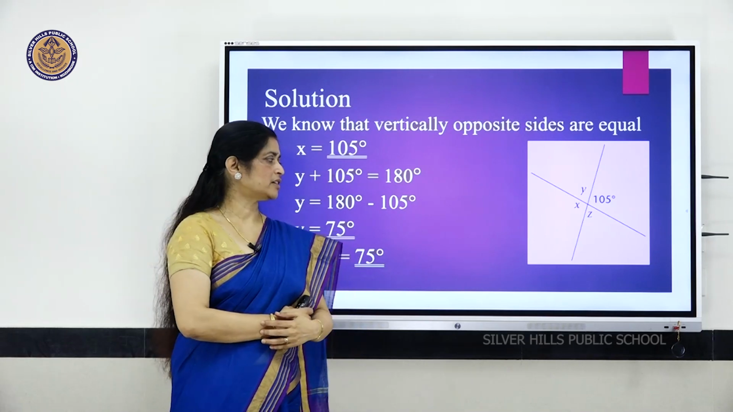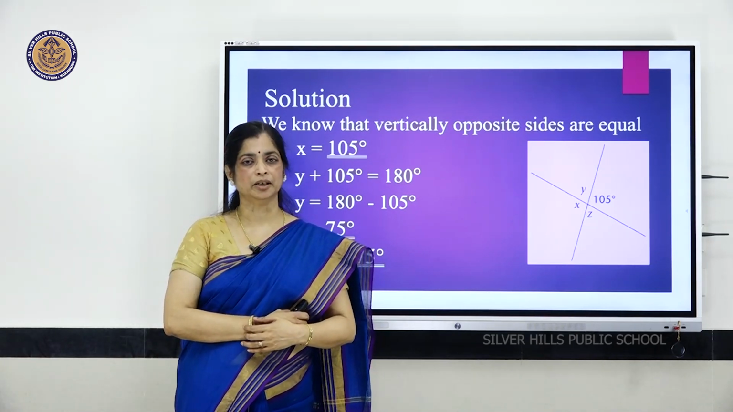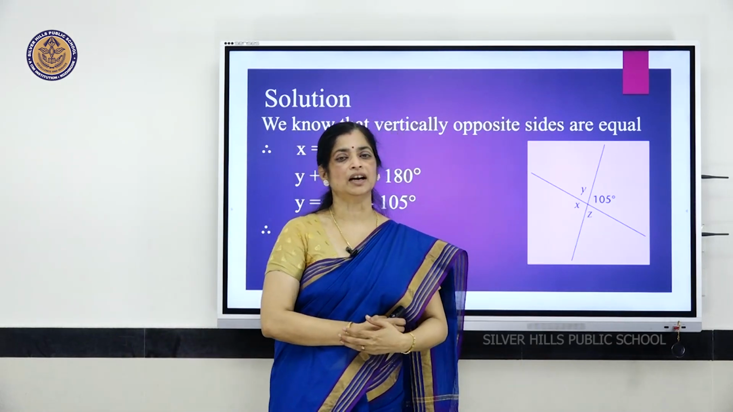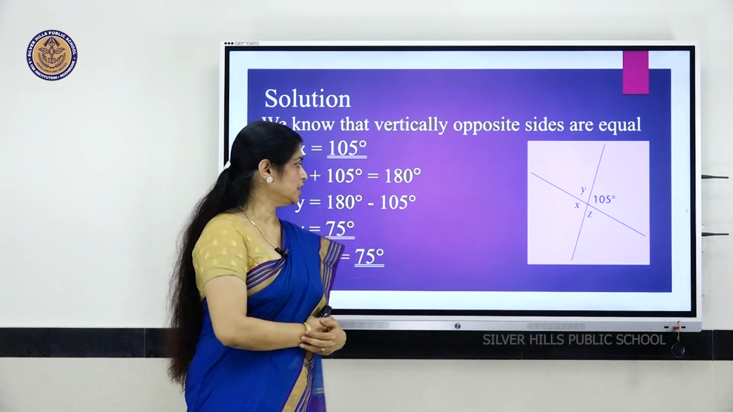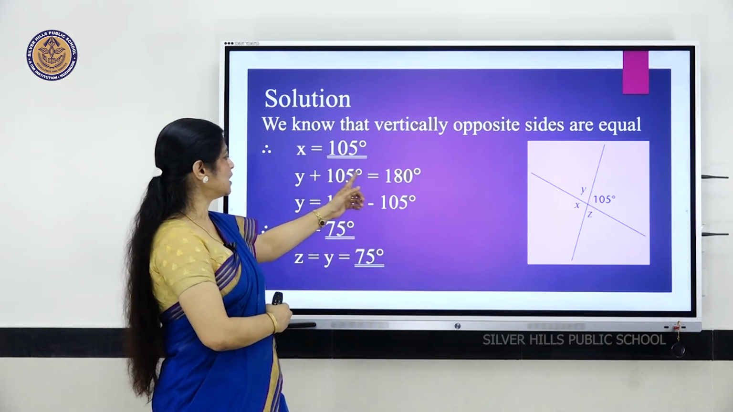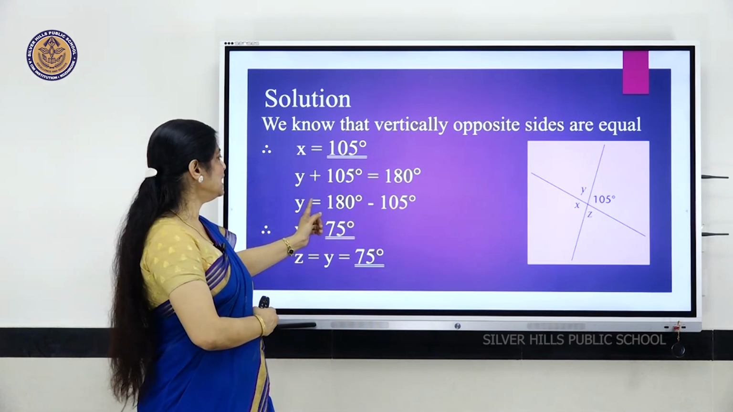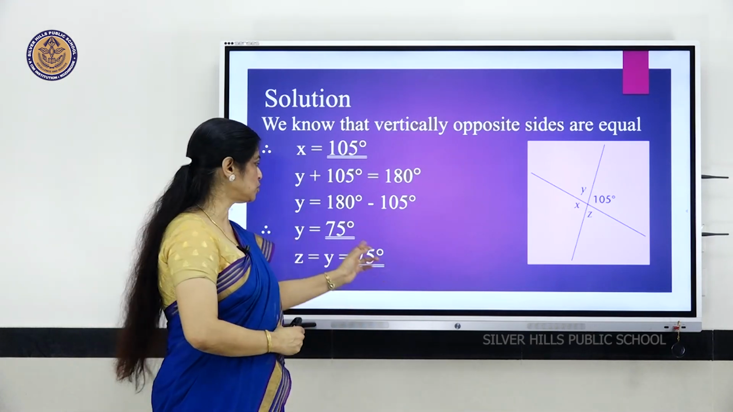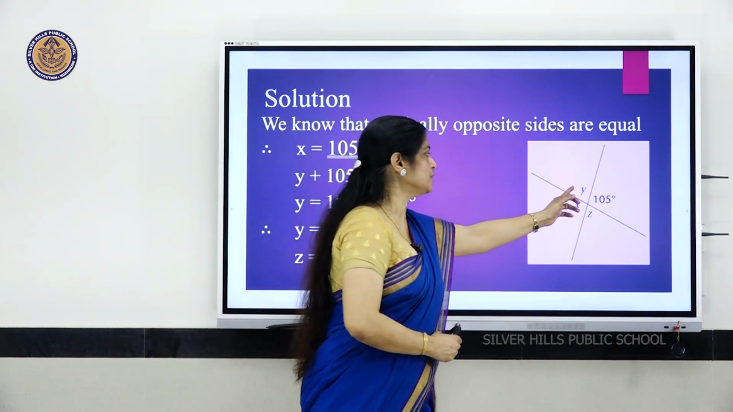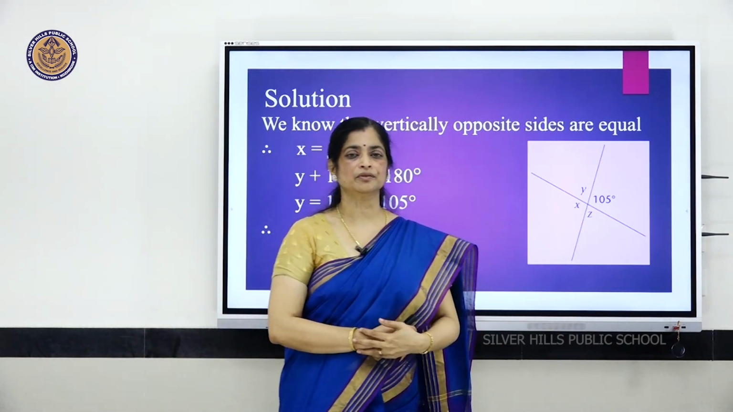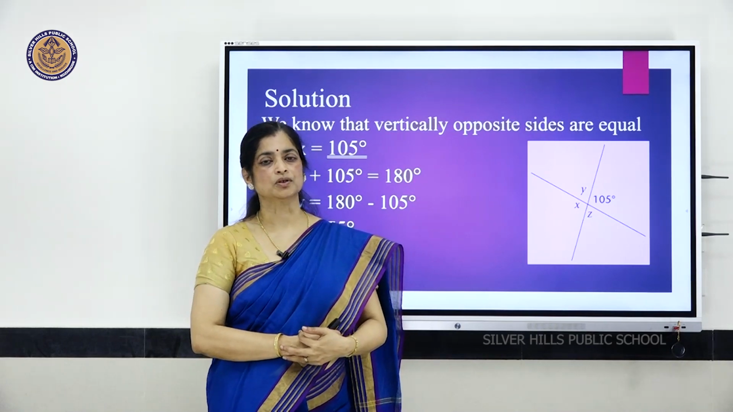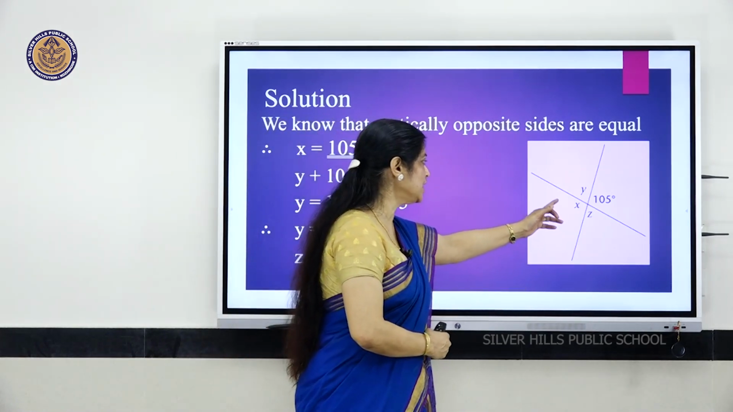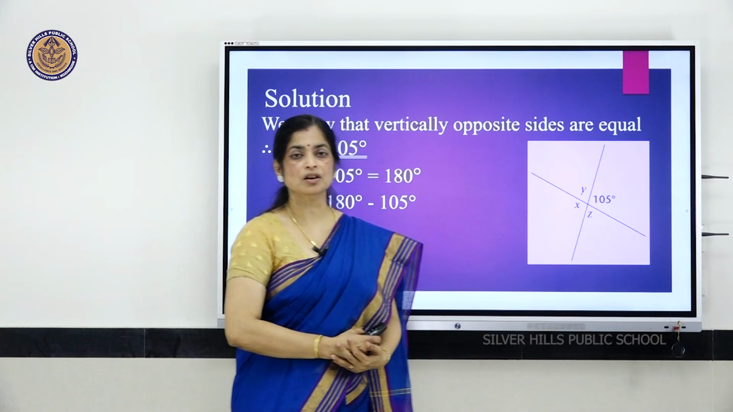Why is y plus 105 equal to 180? Because they are a linear pair. It is a straight line. So, the sum y plus 105 should be equal to 180. Y is equal to 180 minus 105. Therefore, y is equal to 75 degrees. When y is 75, z also has to be 75 because they are vertically opposite angles. Vertically opposite angles are always equal. So, x is 105, y is 75, z is also 75.